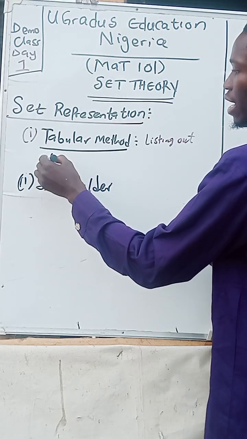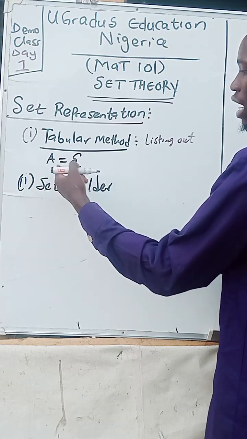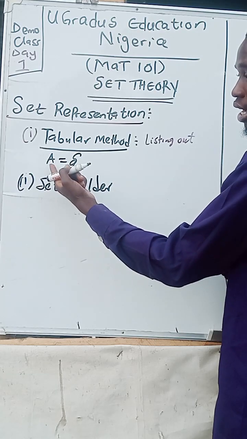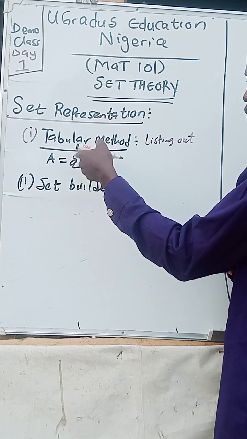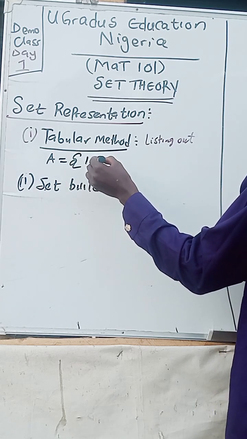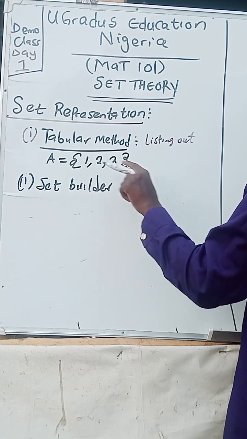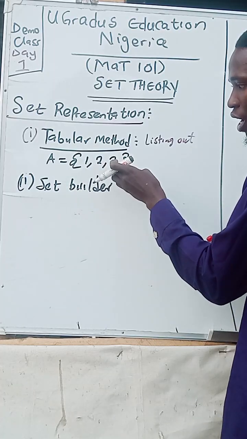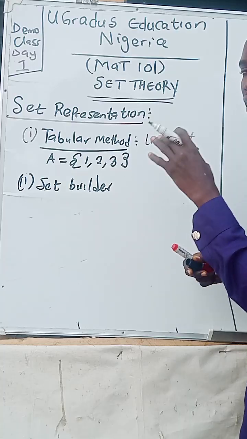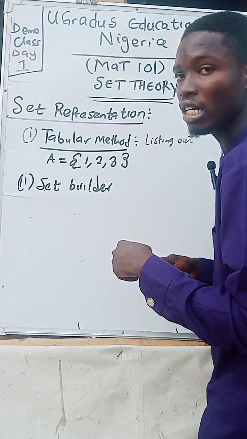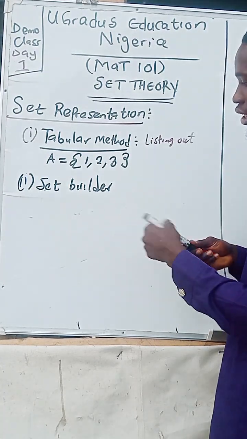For instance, I have told you that we have set symbols. A is a set, and this equals sign means "is". A is a set of, this symbol means "set of", let's say 1, 2, 3, 4. As you are looking at this question, the members of this set A have already been listed. So that method is the tabular method. That's how you will see this thing.